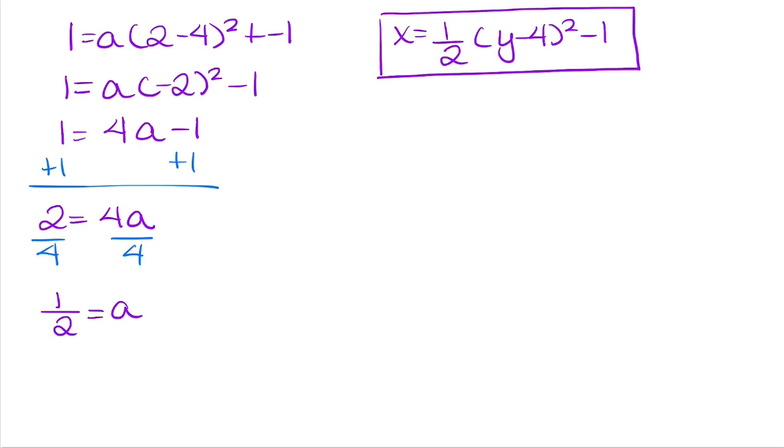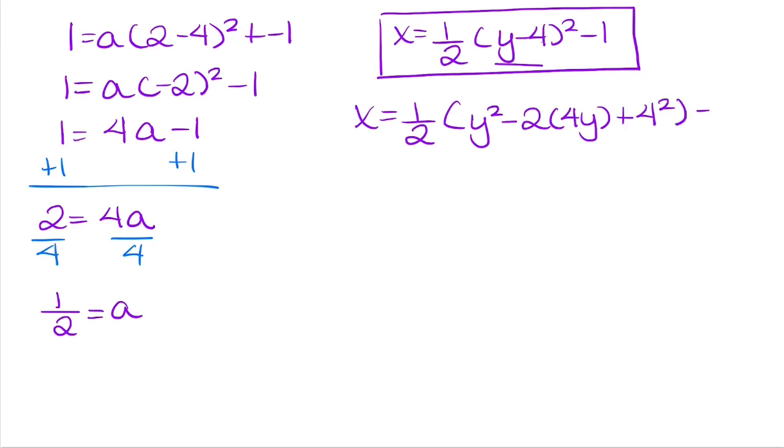Now we need to go ahead and convert this to standard form. So we have x equals 1/2, and then I'm going to expand out that square term. So I'm going to once again use the perfect squares trinomial. So that's going to be y squared minus 2 times the product of these terms. So 4 times y is going to be 4y. And then we have plus 4 squared. Okay, and then we have minus 1. So we have x equals 1/2 times y squared minus 8y plus 16. And then we have that minus 1.